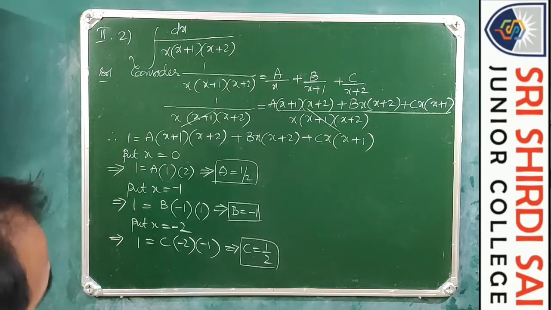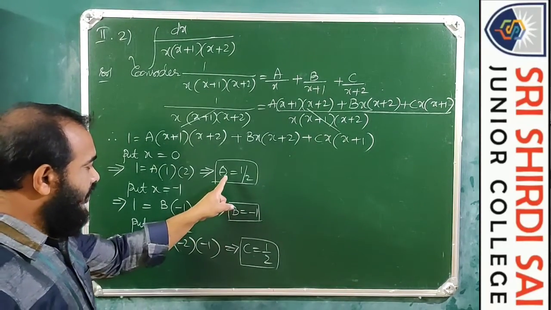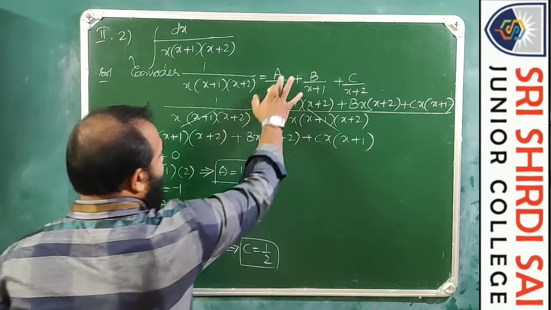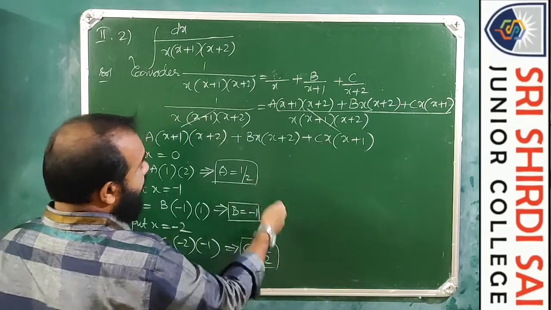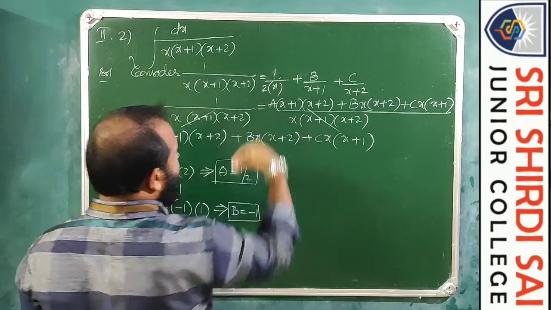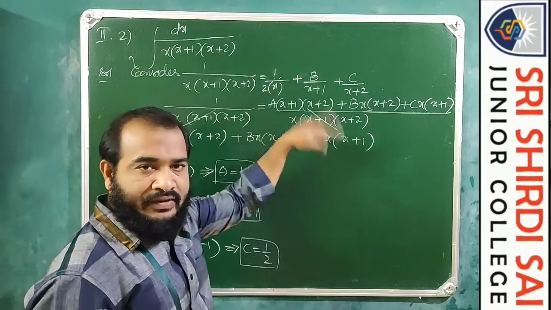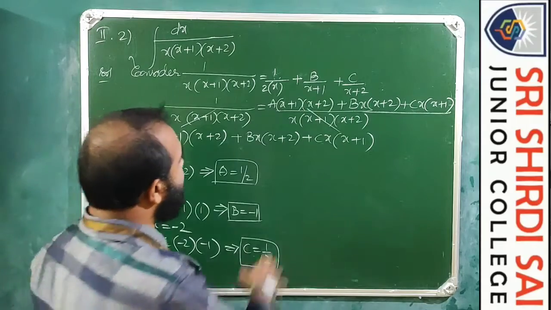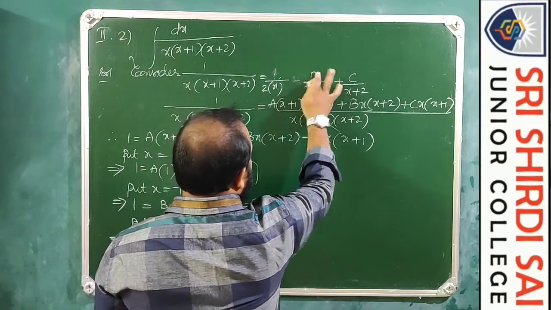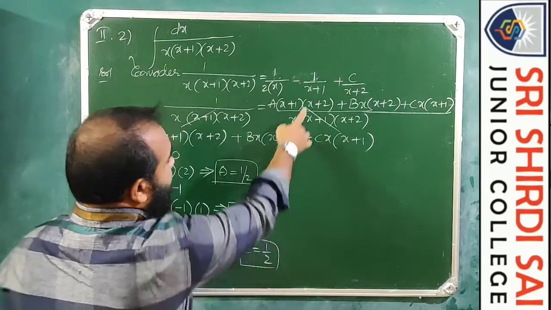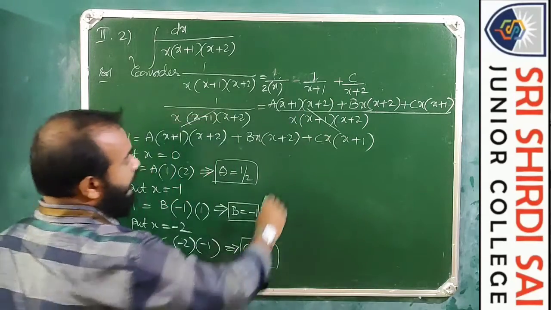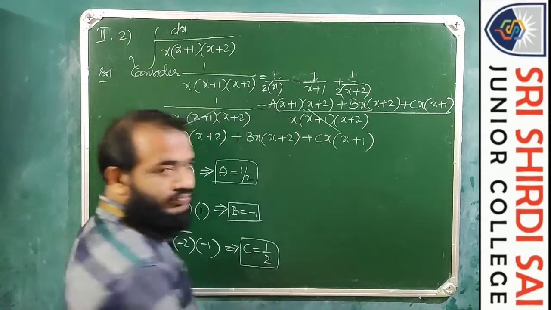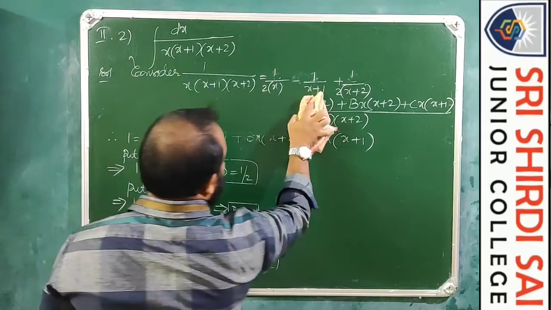So now let us replace A equals 1 by 2, B equals minus 1, C equals 1 by 2 here. A equals 1 by 2 by x, which is 1 by 2x. The B value is minus 1 by x plus 1, and the value of C is 1 by 2 by x plus 2. This is 1 by 2 into x plus 2. So I am rubbing this.